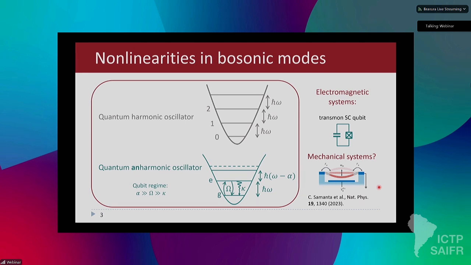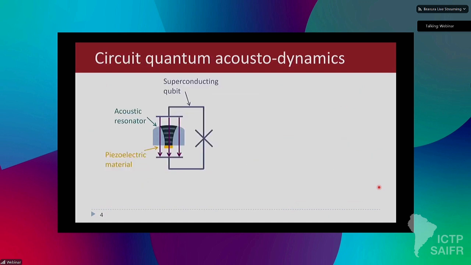The approach that we're going to take is somewhat similar to what Adrian is doing. We're going to take our mechanical oscillator and couple it to an already very anharmonic system, in this case our transmon superconducting qubit. The idea is that we take some mechanical resonator and couple it to the electric field of this qubit by attaching a piezoelectric material to it, which will then transduce the excitations between the electromagnetic and the mechanical domain.